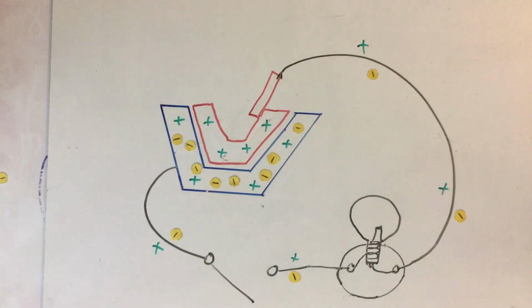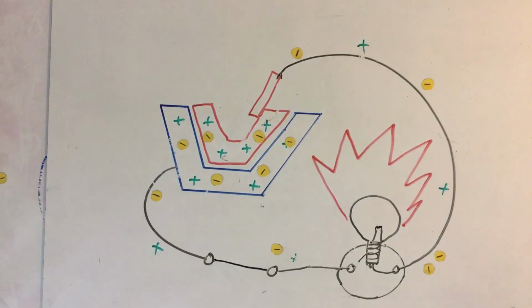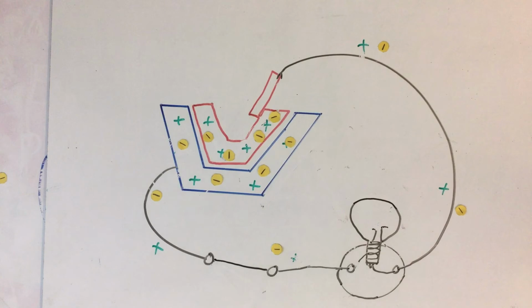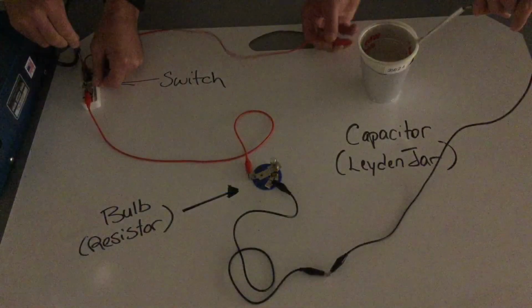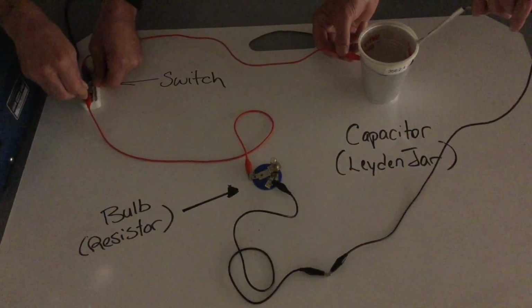You discharge the Leyden jar the same way as the capacitor. However, with the jar, there is a huge amount of charge moving through the circuit at once, so you get a very bright flash. Let's see this in action. When you close the switch, the bulb will flash just like a camera. In fact, there's so much charge going through it at once, the filament will break.